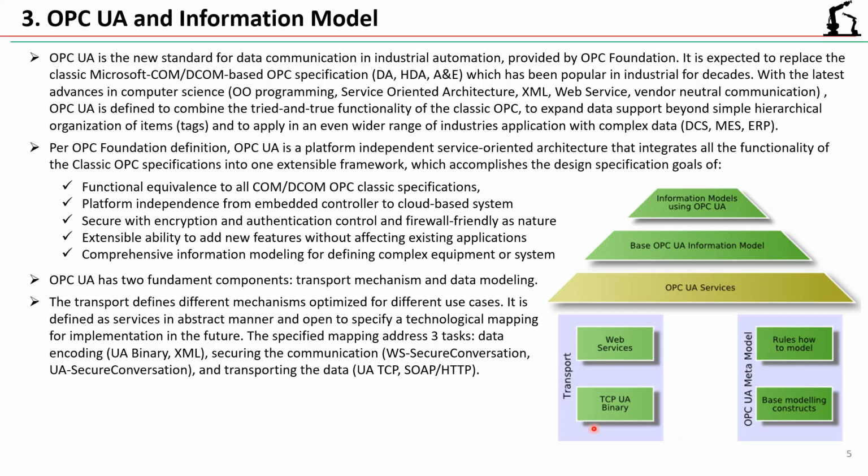The specified technology mapping basically addresses three tasks. Data encoding: for intranet communication, you will go with UA Binary; for internet communication, you may go with XML. Also securing the communication, and also how to transport the data. It can be the UA TCP method or SOAP over HTTP as a web service.